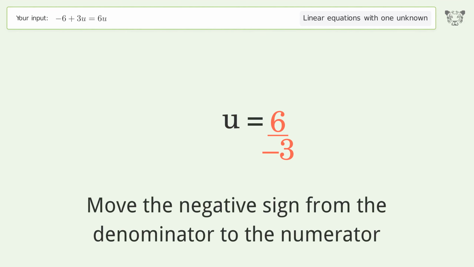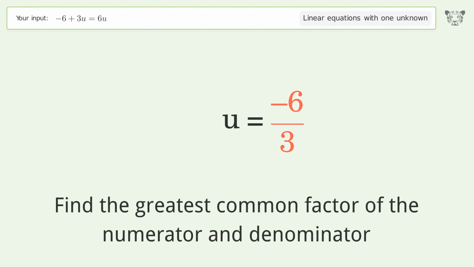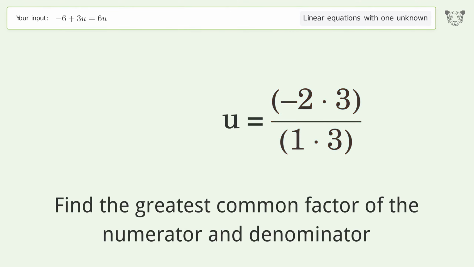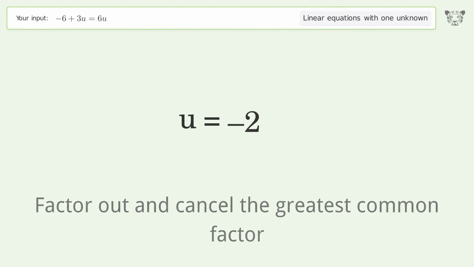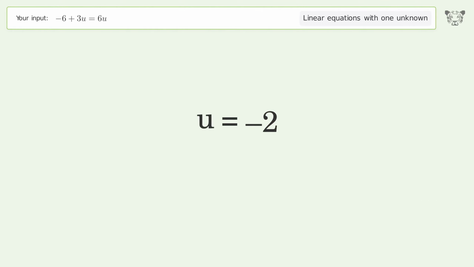Move the negative sign from the denominator to the numerator. Find the greatest common factor of the numerator and denominator. Factor out and cancel the greatest common factor. And so the final result is u equals -2.